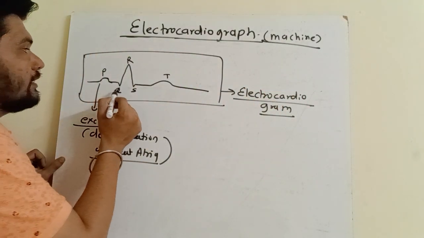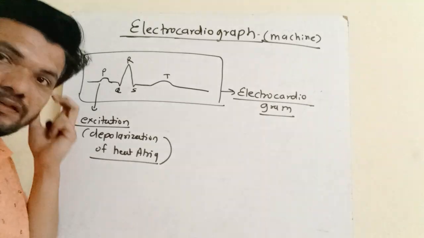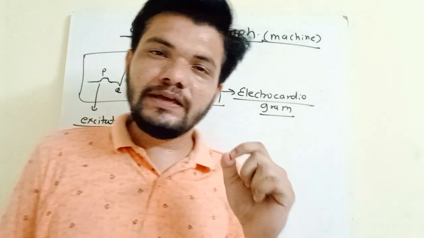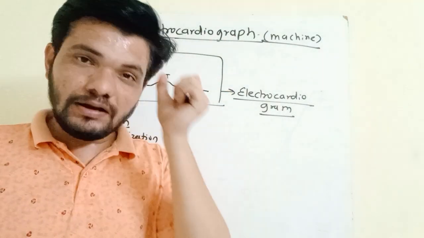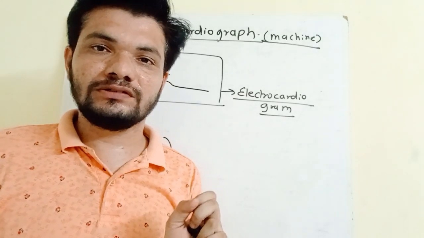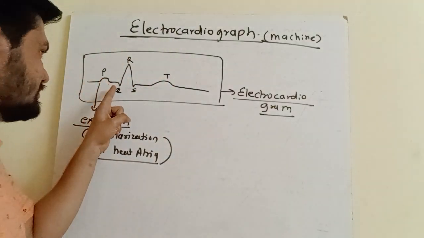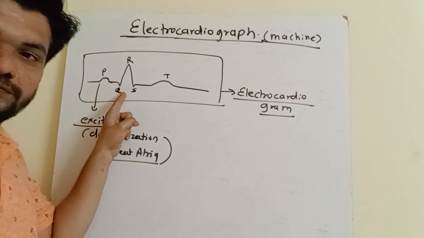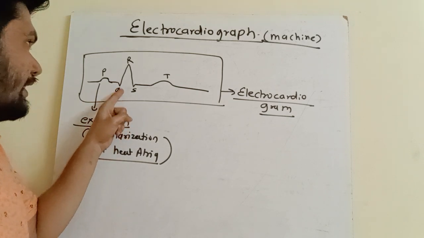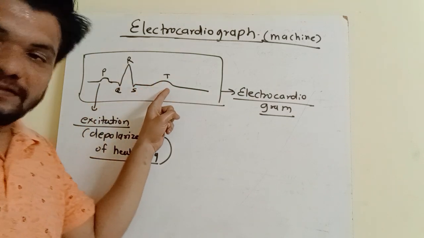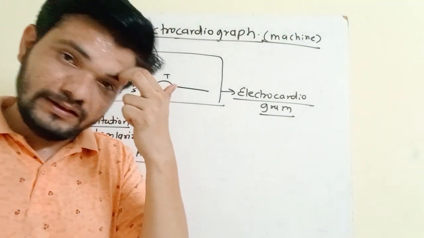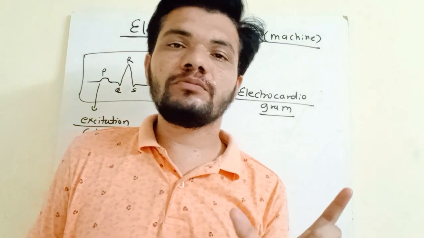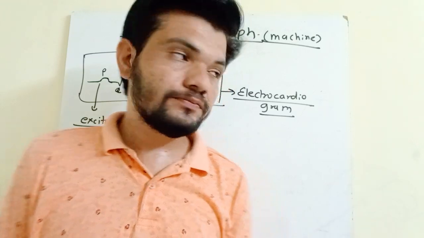Then the QRS complex, which represents the beginning of the ventricle contraction. The ventricle contraction just begins after the Q and it lasts till the T. And after the end of the T, your ventricles will come to their normal position, which means they will be relaxing.